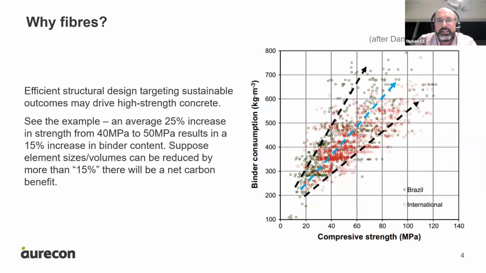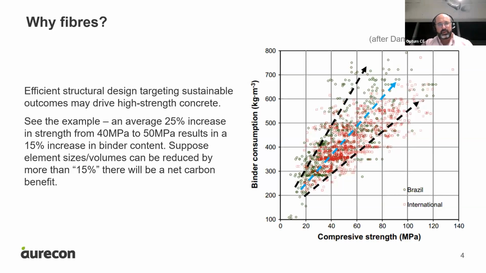When coming to sustainability, here is an interesting graph from a study done by a Brazilian group, Damineli and others, in 2010, so it's not quite a very new study. It shows that when we try to use higher strength concrete to save on volume, to reduce element sizes and thickness, the increase in binder content is not, well, it can be linear, but it's not directly proportional.